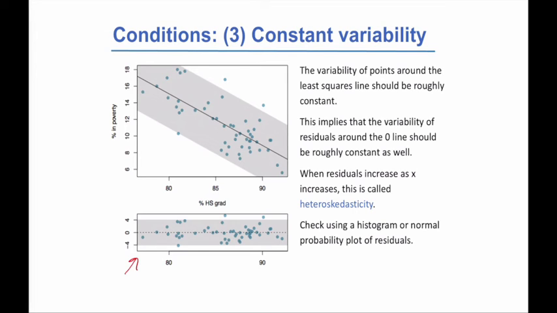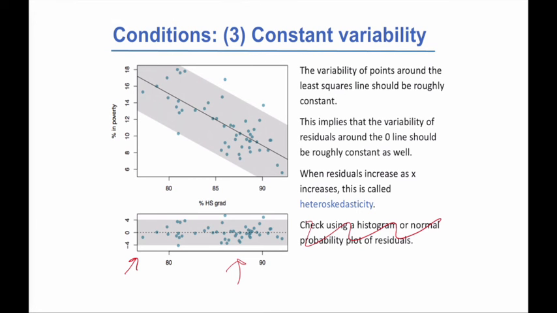When we see the residuals increase as x increases in a kind of fan-shaped or Christmas tree-shaped pattern, that's called heteroscedasticity, and that's bad. You want to check the residual plot. You can check the residual plot or the scatter plot.